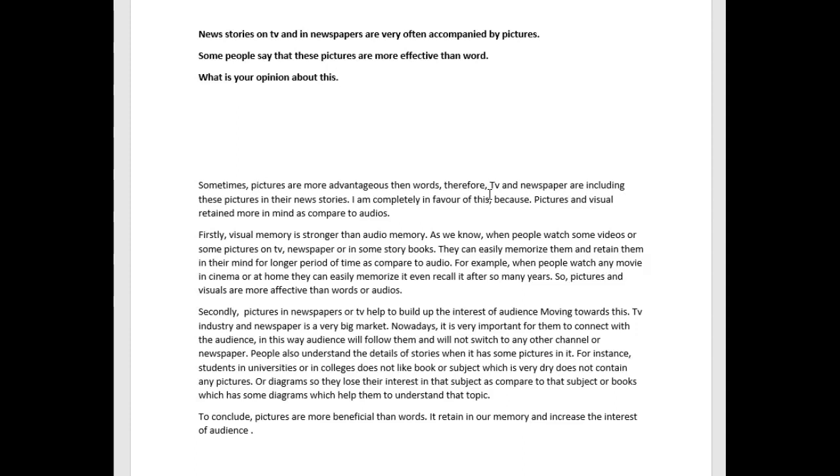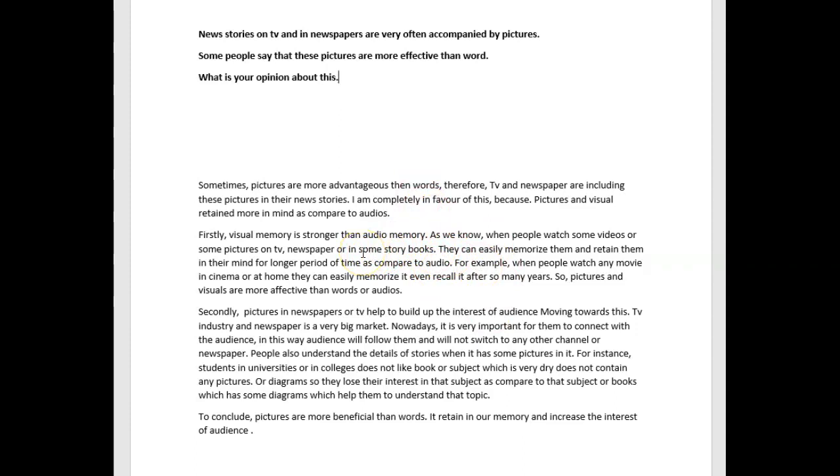All right, so firstly, excuse me, visual memory is stronger than audio memory. As we know, when people watch some videos or some pictures on TV, newspaper, or in some, all right, that's a fragment. That's not a full sentence. Because this clause here starts with when, and we assume that there's going to be a second part of the sentence. Maybe that's what this next sentence is supposed to do, and they're supposed to go together. Let's try reading it like that.